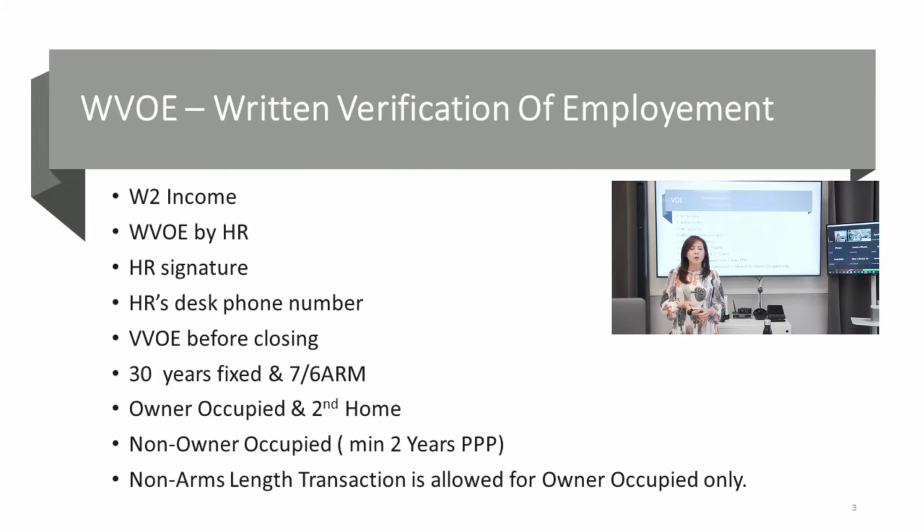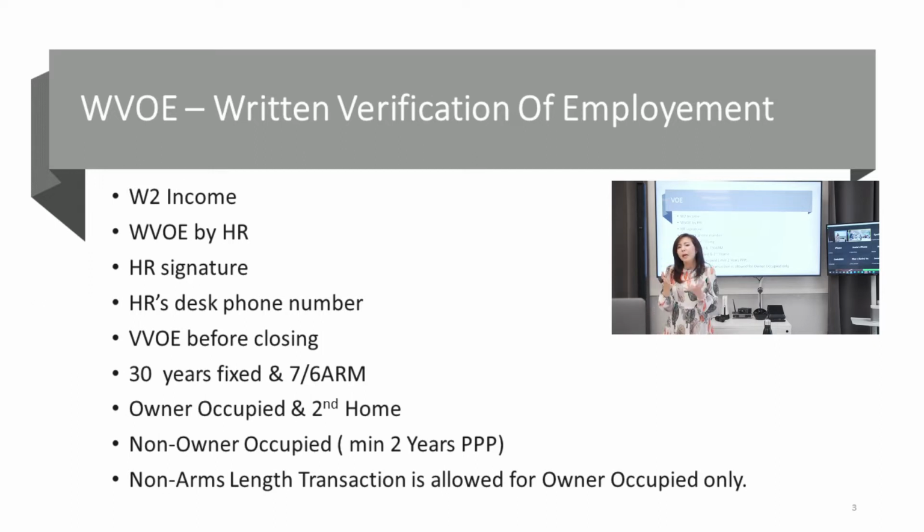Okay, this program also offers 30-year fixed and 7/6 ARM loan program products, and it also accepts owner occupied, second home and non-owner occupied transactions. Again, for non-owner occupied, we need to tell our client it's a 2-year prepayment penalty. Also, non-arm's length transactions are allowed for owner occupied.